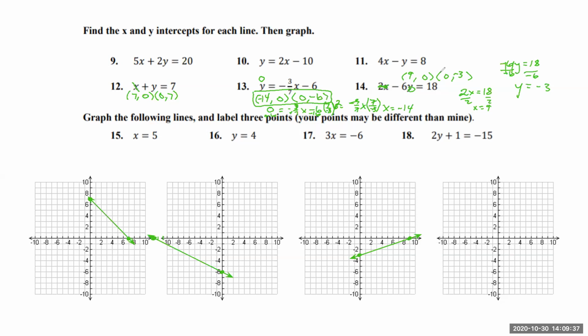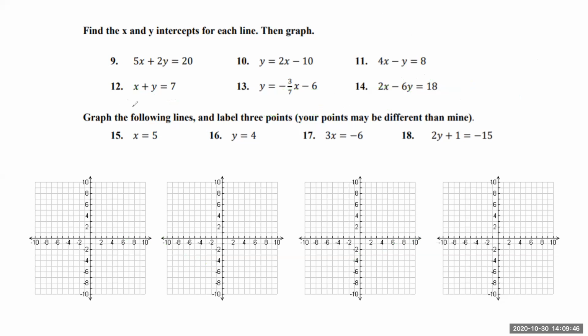Okay, so now we're going to go on to 15 through 18. I'm going to go ahead and clear my drawings really fast. Okay, so what we're doing is we're graphing the following lines and we're going to label 3 points. So how we're going to do this is we're just going to be plugging in points, right? So for this first one, we have x equals 5. So x equals 5 is a line that is going to just be straight up and down like this, meaning that all the x values have to be 5, but the y value can be anything.